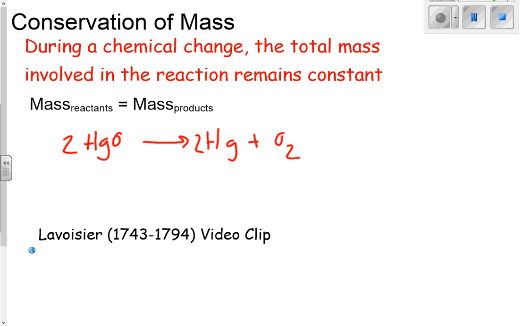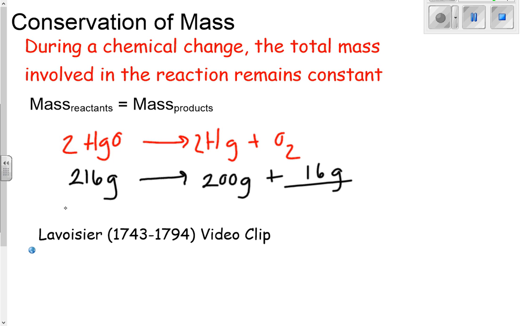All right. And so what the scientist did was he weighed the beginning reactant amount, the mercury oxide, and it was 216 grams of mercury oxide. After the chemical change, after the reaction, he had isolated 200 grams of mercury. And how many grams of oxygen do you think that he was able to get? Well, it had to be 16 grams because mass is conserved. The mass of the reactants has to equal the mass of the products.